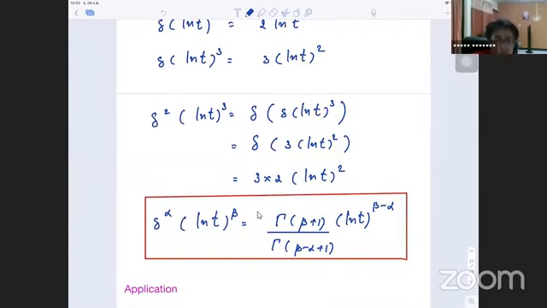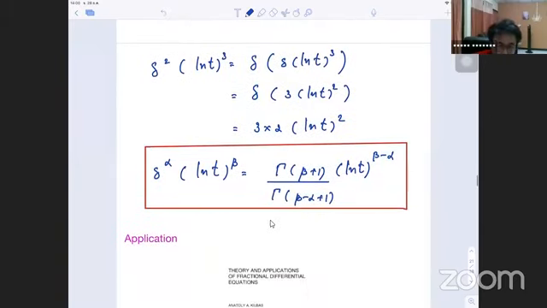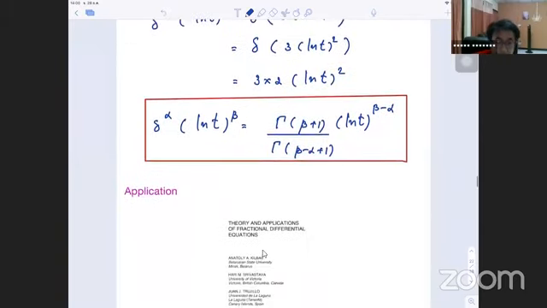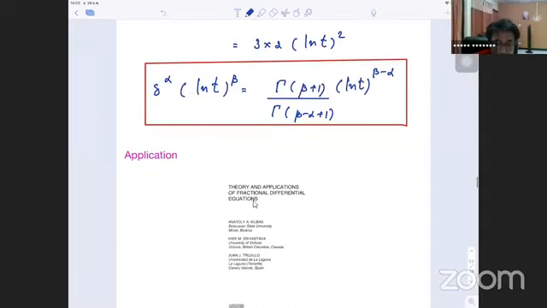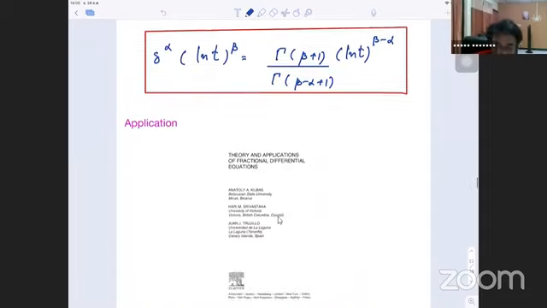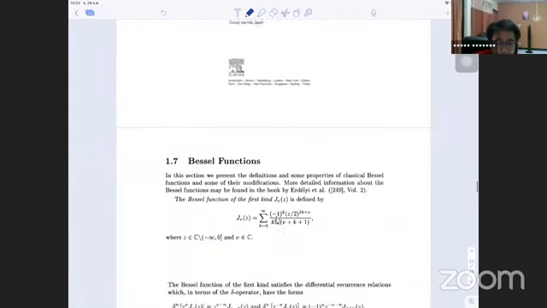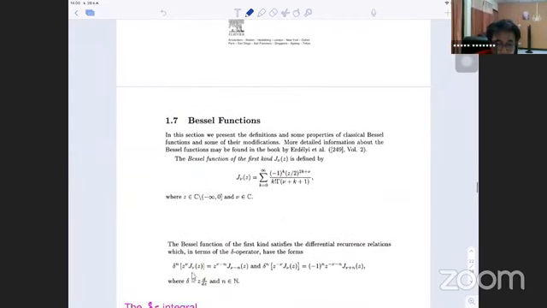And how important is the delta derivative in application? In the book of Kilbas, Theory and Applications of Fractional Differential Equations, they write about this delta derivative. The importance is in the special function, namely the Bessel function. Delta n of this function equals this. This is significant to study the delta derivative.